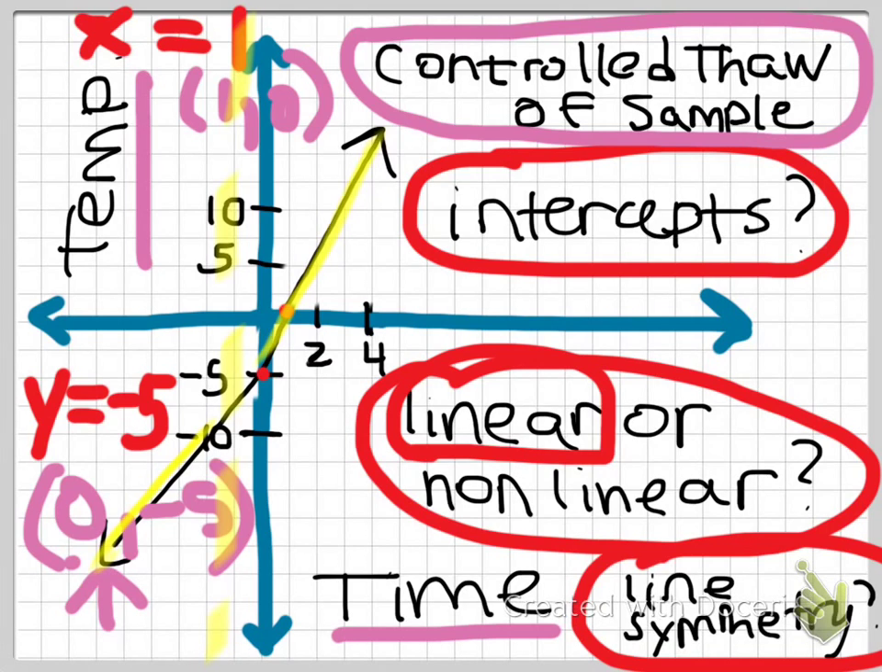Okay? So it's linear because it's a straight line. We've talked about the x and y intercepts and what they mean. And the line symmetry, there is no line symmetry because when we split it down the middle, the lines will not line up.